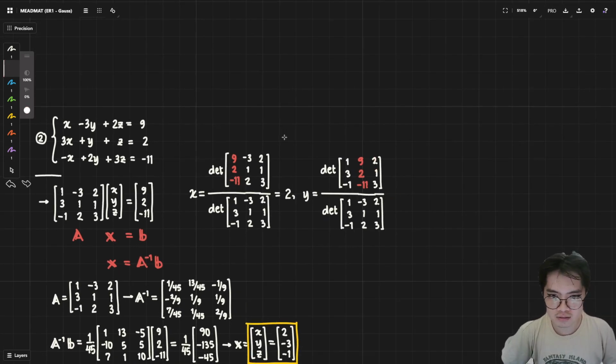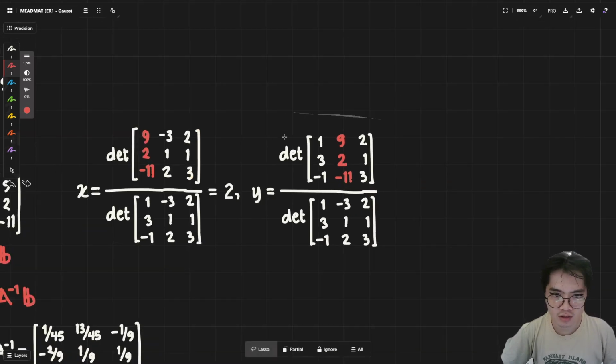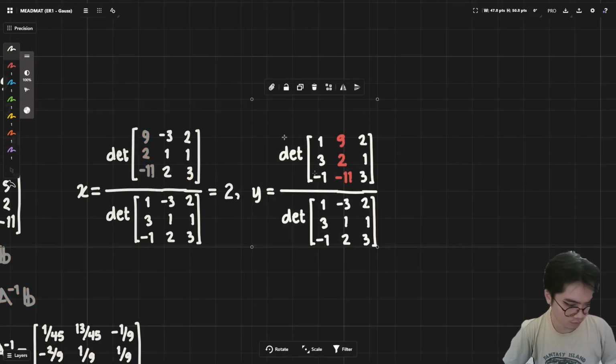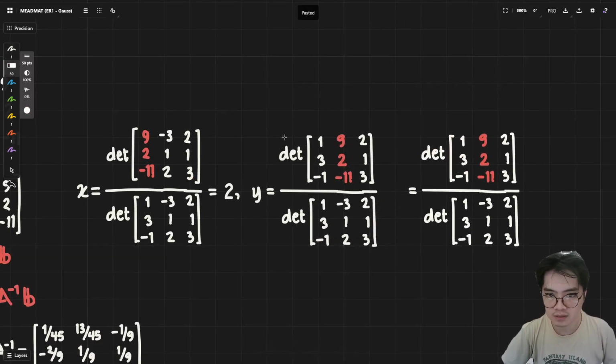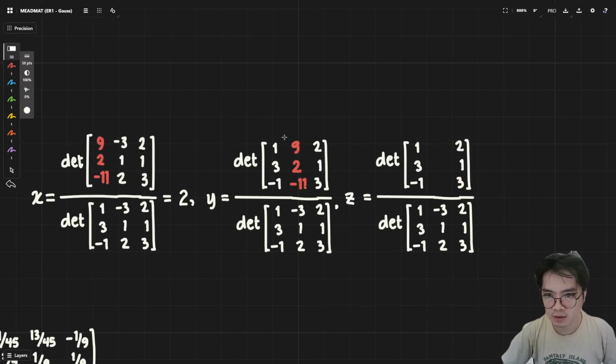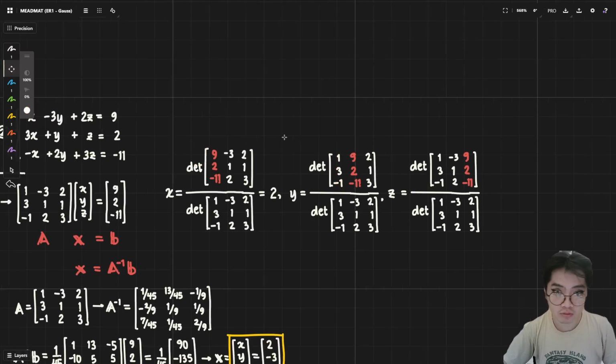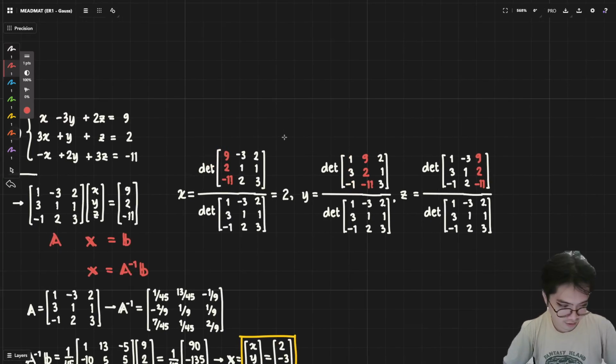And honestly, I can just copy paste this whole thing. Replace this with z. Oops. Replace this with z. And now this thing, 3, 1, 2, gets replaced with 9, 2, negative 11. So if you want to do that, go ahead. But as you can see, Cramer's rule is only good if you can get the determinants.